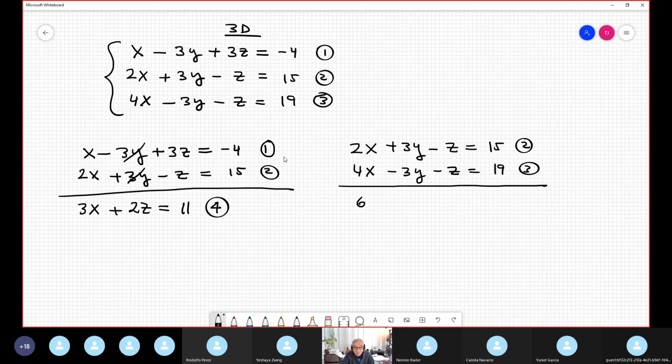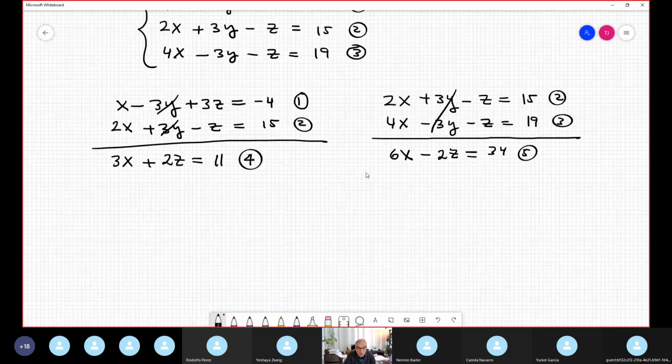This is 6. This cancels. This is minus 2z, minus 1, minus 1, no? And this is 34. And this is equation number 5. We have 4 and 5. You put 4 and 5 together, because now we have a system that contains only 2 unknowns, similar to the 2-dimension problem, no?